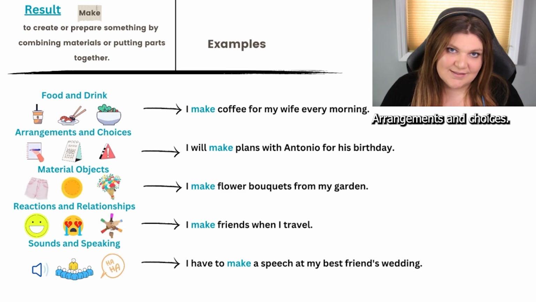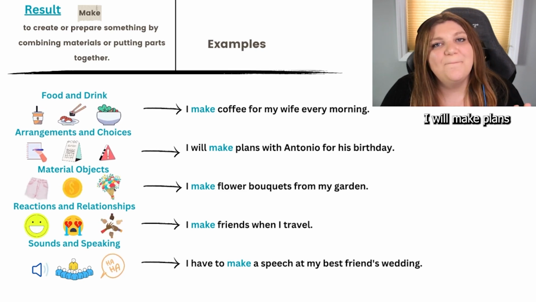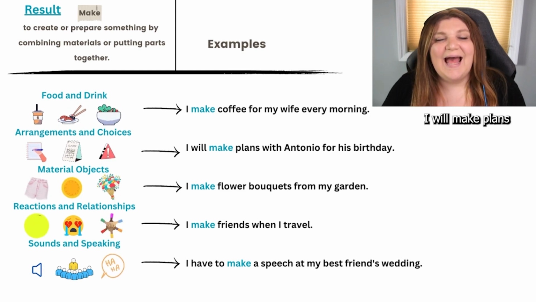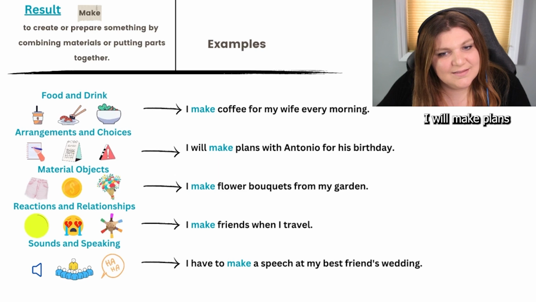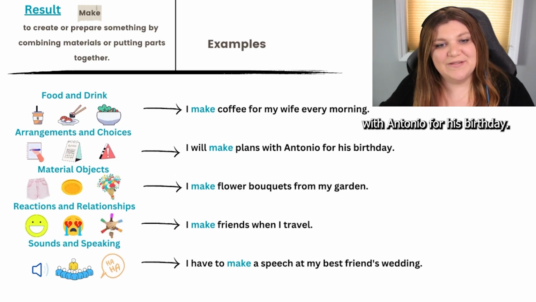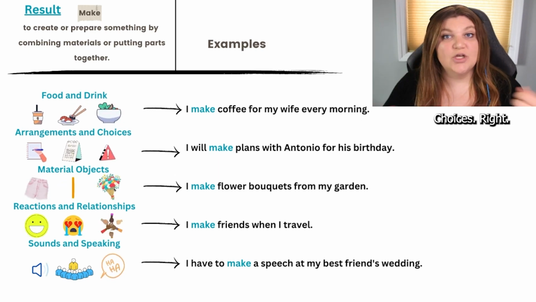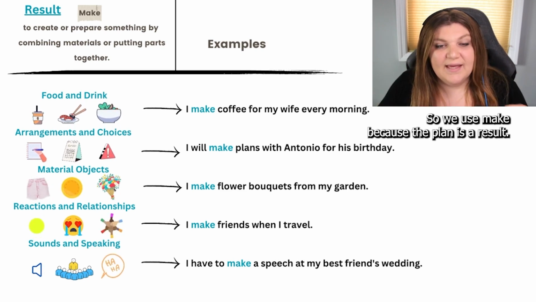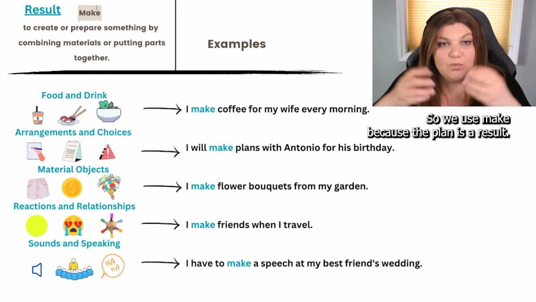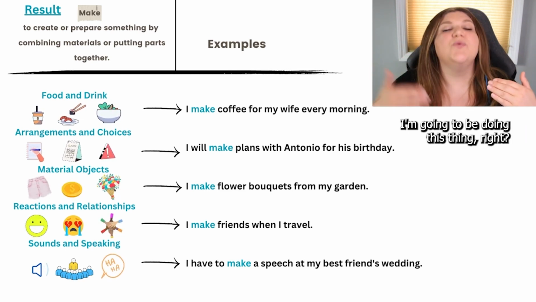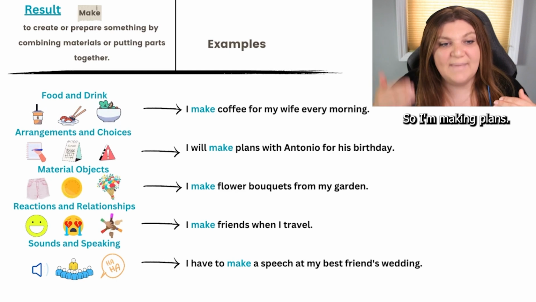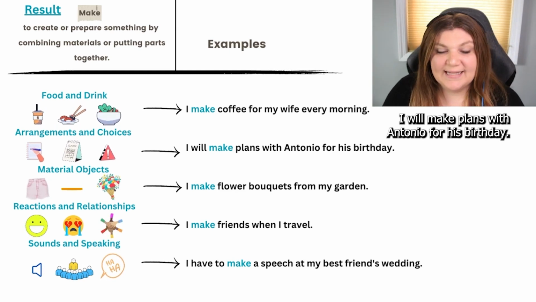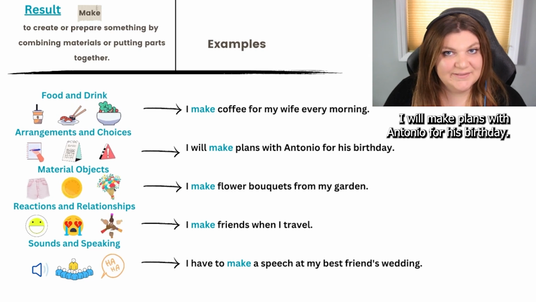Arrangements and choices. I will make plans with Antonio for his birthday. Plans are arrangements, choices, right? So we use make because the plan is a result. It's specific. I'm going to be doing this thing, right? So I'm making plans. I'm creating plans. I will make plans with Antonio for his birthday.